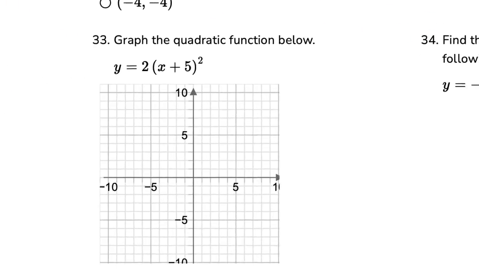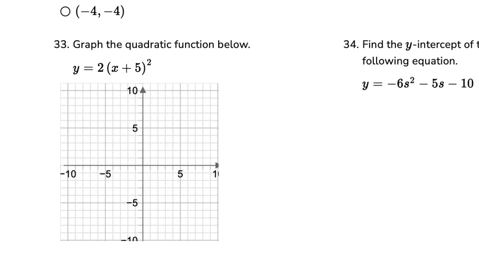Problem 33, graph the quadratic function. So this is in that a times x minus h squared plus k form. And there's no k out here. Okay, so it's not shifted up or down at all. Remember, k controls up and down. X plus 5, that's going to shift it left by 5 units. So it's going to start right there in your axis of symmetry. So it shifts left 5.